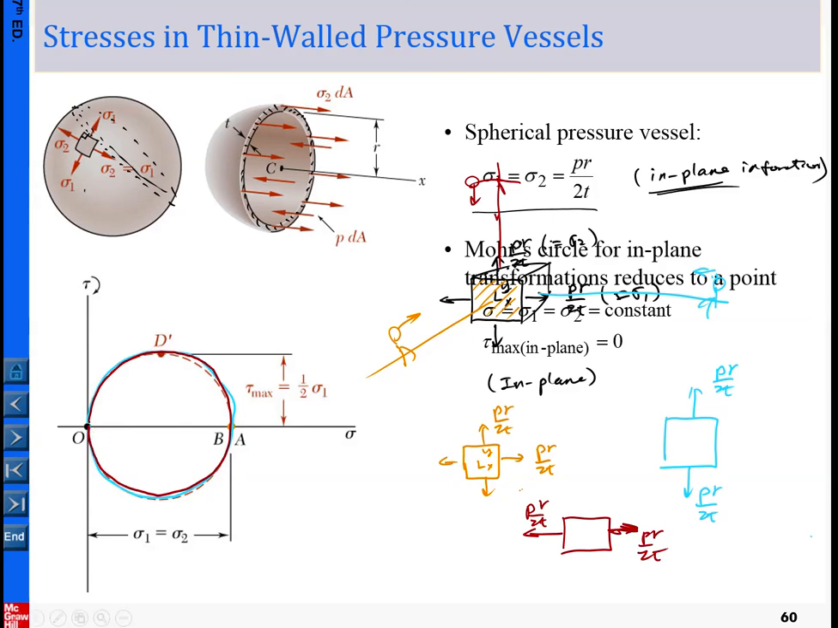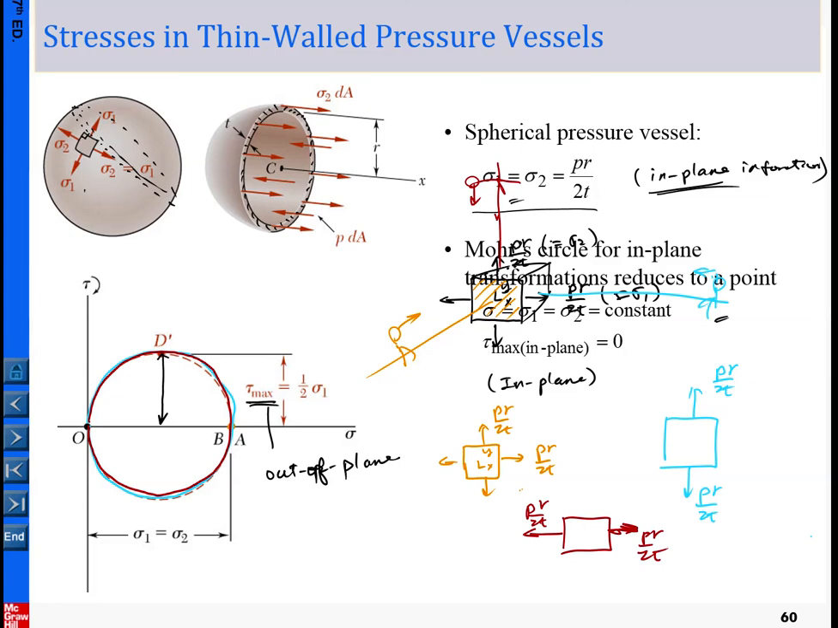For this case, let me ask you, what is the maximum shear stress, which occurs on the maximum circle, where the two circles overlap here? This is the maximum shear stress. The maximum shear stress occurs not in the in-plane, but actually in either this or this. So the maximum shear stress occurs out of plane. That is the major concept here.